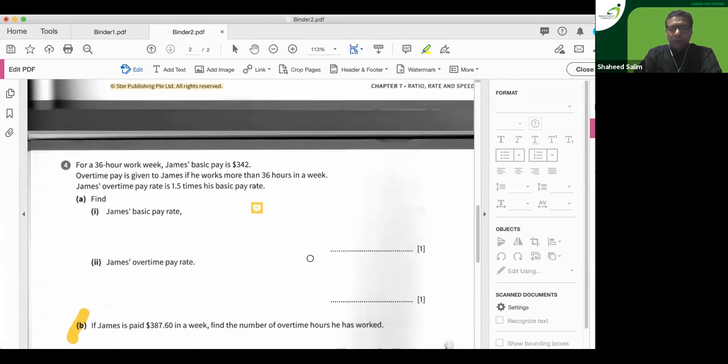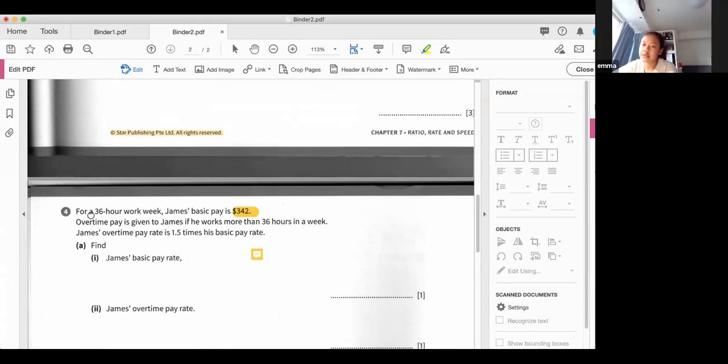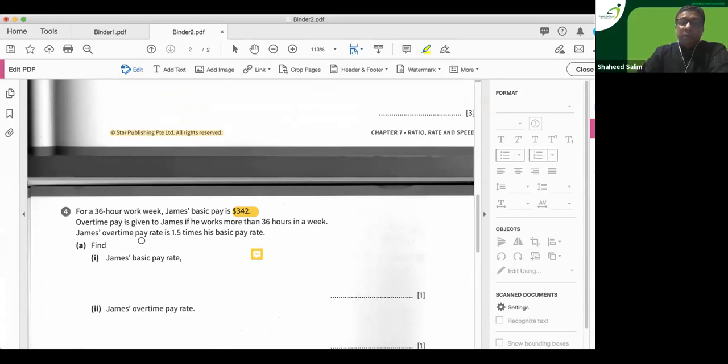Yeah. So now, this guy works a 36-hour week, and his pay for the 36 hours is 342. Can you find his hourly pay? Just take 342 divided by 36, you get his hourly pay. I got this one correct. Okay, yeah, you got it correct. Well done. Then the overtime pay, you also got correct, 14.25 per hour.